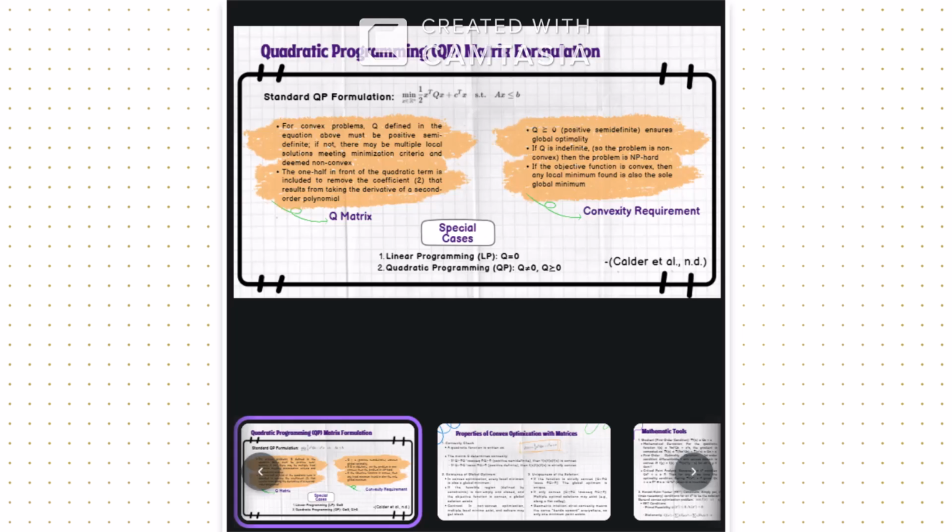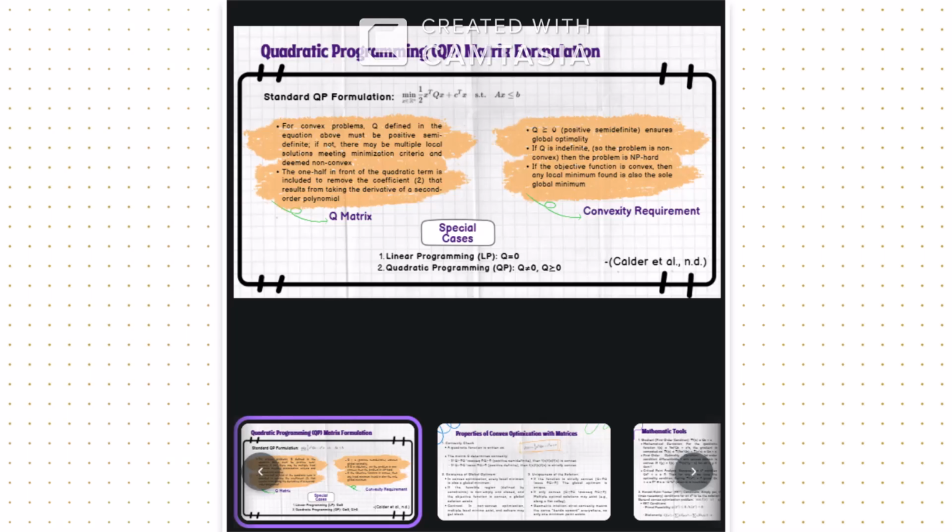Non-convex QPs are significantly harder to solve because they may have multiple local minima and finding the global solution is generally hard. The factor of 1/2 in front of x transpose Qx is purely a mathematical convenience. It simplifies the gradient of the objective function without introducing an unnecessary coefficient of 2.